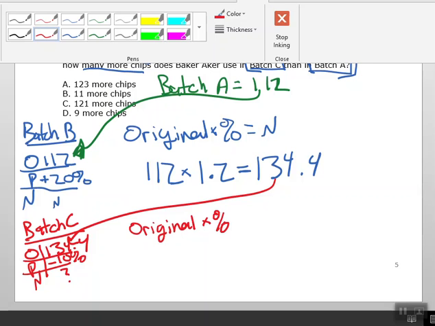Times percent equals new. Messiah, why do you write that every single time? We've seen you write it 100 times. Because it really helps me organize my work. That's why I write it every single time.